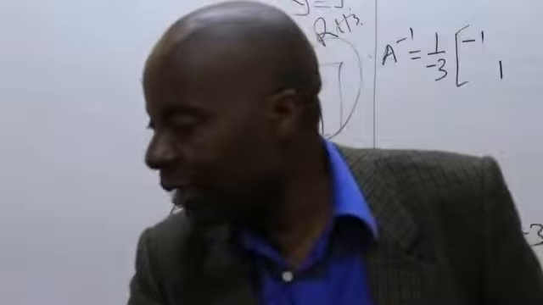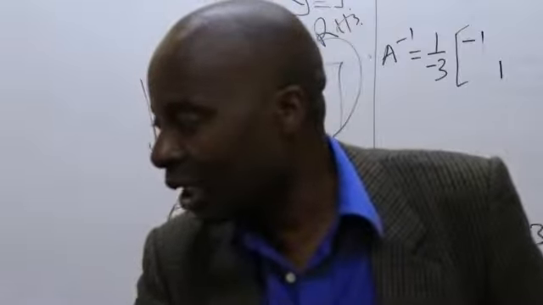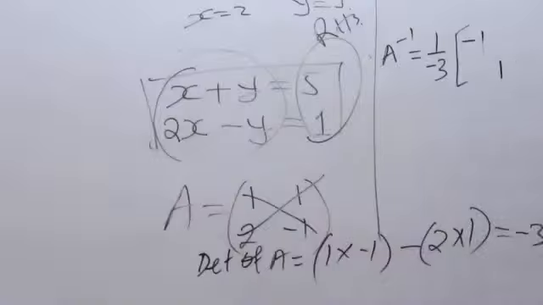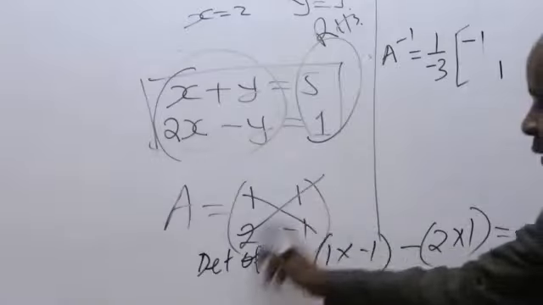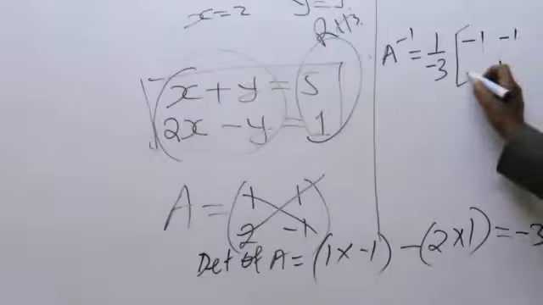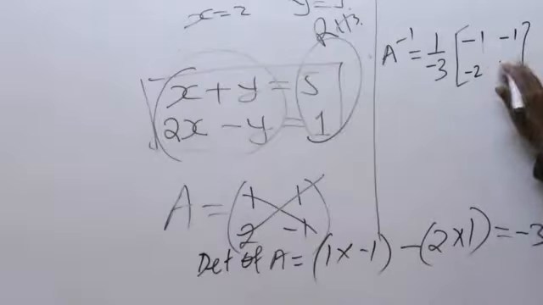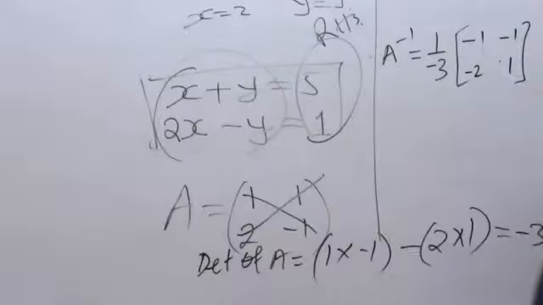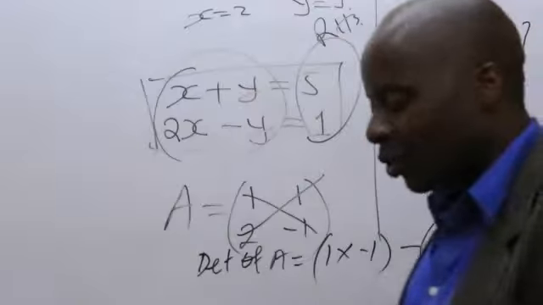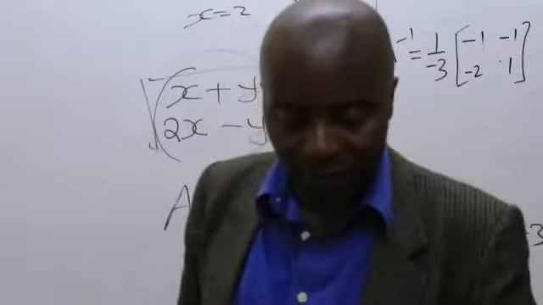What have we said about secondary? Secondary, we shall leave them where they are, but change their signs. Both of them were positives, so here both of them will be negatives. Now, ladies and gentlemen, that is our inverse of matrix A, the inverse of the base matrix.